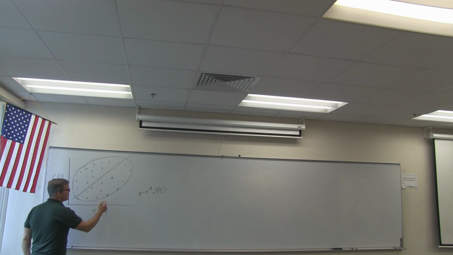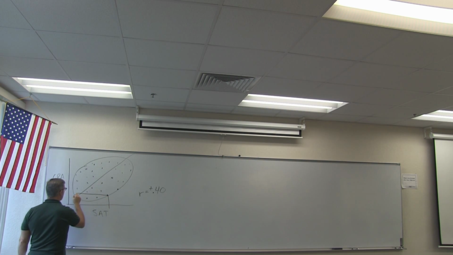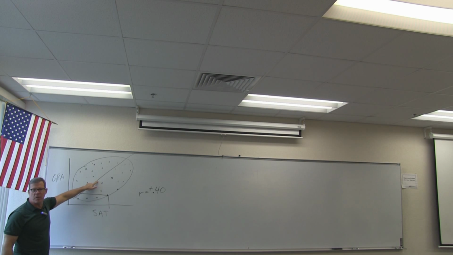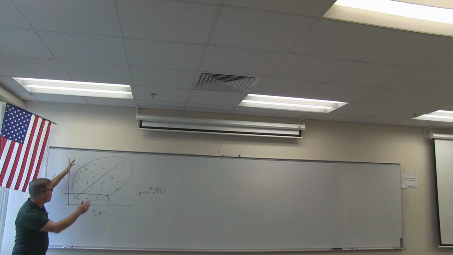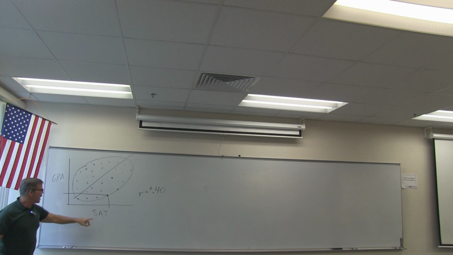Here's an individual who actually scored pretty high on the SAT, but has a low GPA. This is the line of best prediction, but it's not the only prediction. We have error. Here's a kid, high SAT, low GPA. I wonder why that is. Why do you think that is?